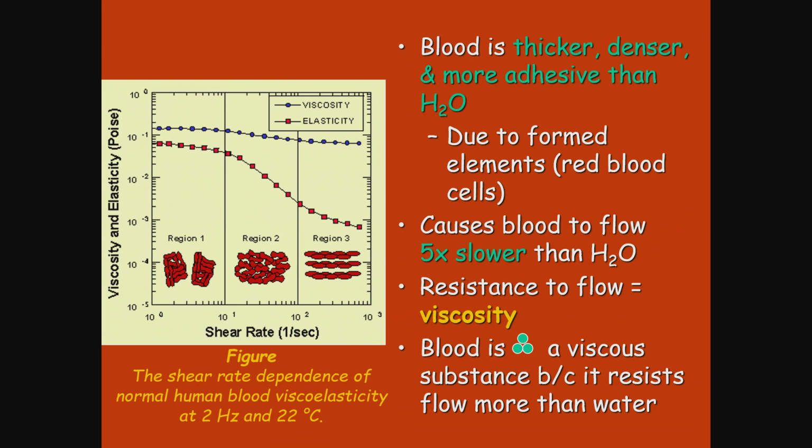So, again, back to the horror movies, when the blood is sliding down the wall, it shouldn't be going really fast. It should be going slow, okay? That resistance to flow is called viscosity. Blood is therefore considered a viscous substance because it resists flow more than water. So, if in a horror movie it's going down very fast, it's a very bad horror film.